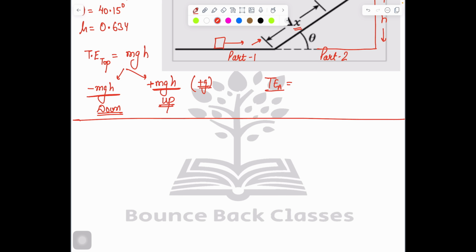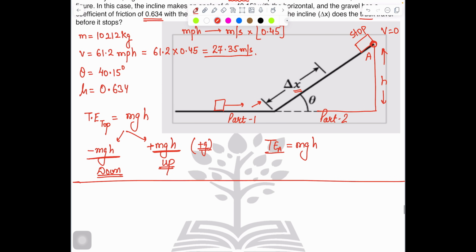So the total energy at A is mgh. And what is h? Tell me, I solved it a number of times. mg delta x sine of theta. Yes or no? Clear? Okay, this is the first case.